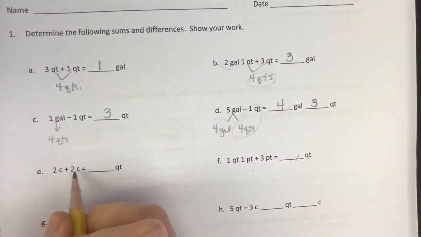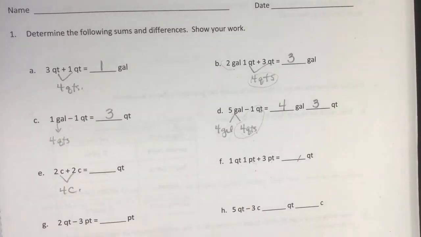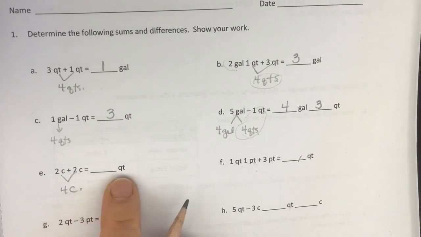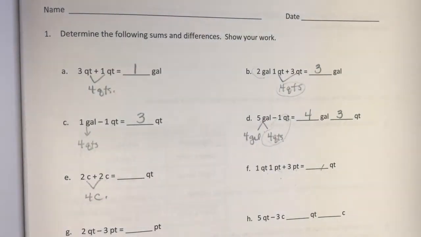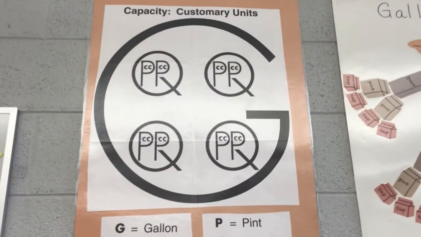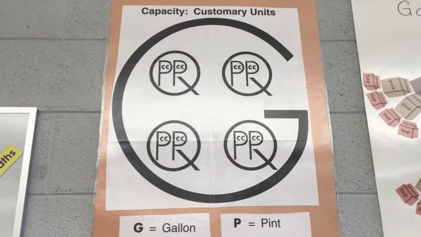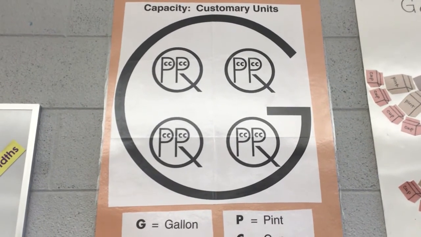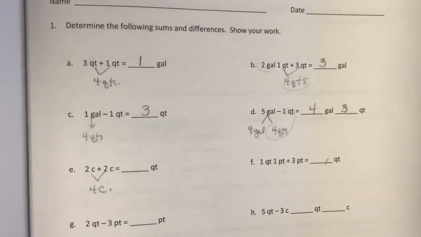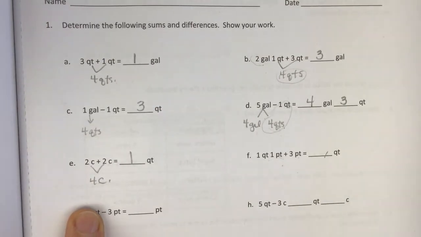2 cups plus 2 cups would be 4 cups. Let's think about that. How does 4 cups relate to quarts? I'm going to show you our poster here for a second. If we look inside one of the Q's, how many cups are in one Q? There are 4. 4 C's in the Q. So 4 cups is equal to 1 quart. So this is just 1.